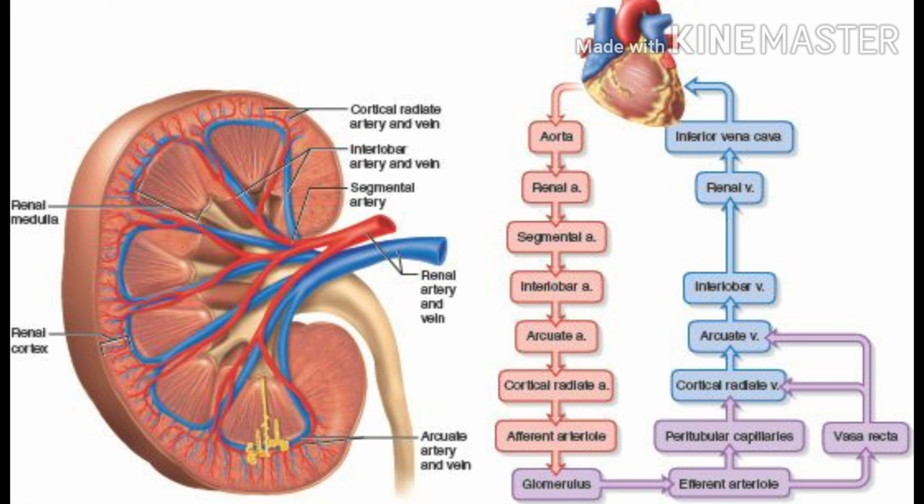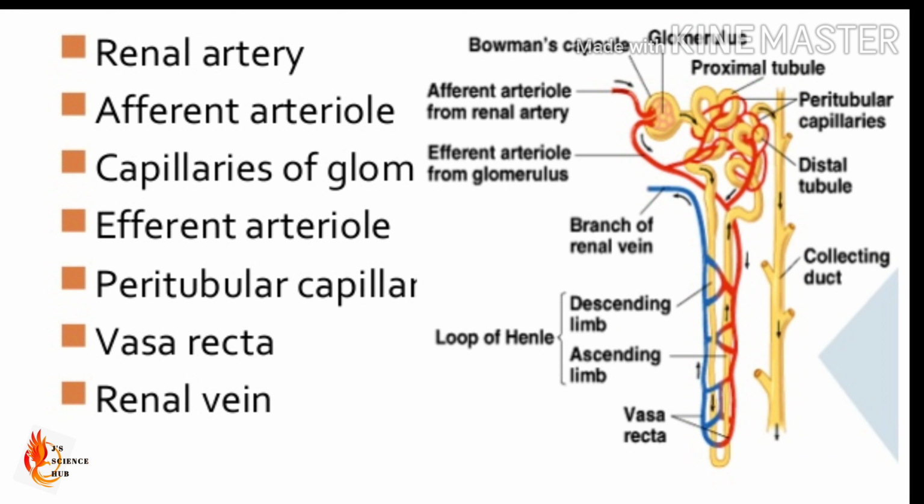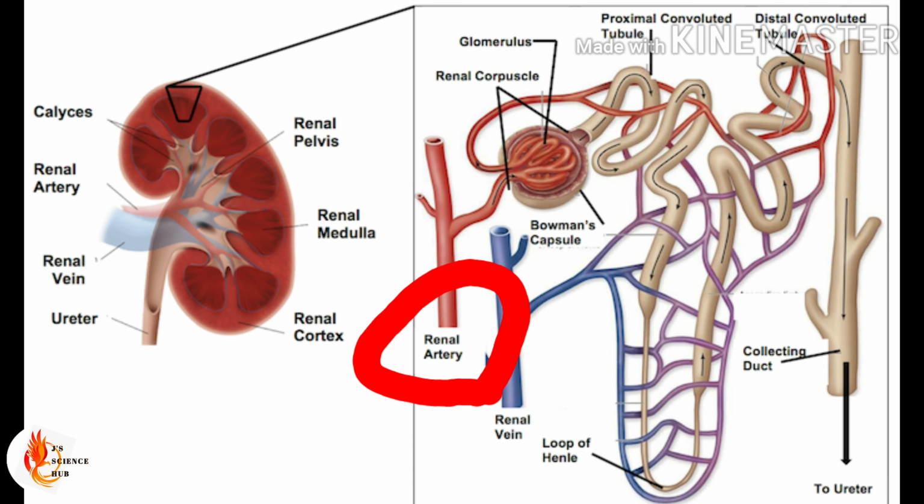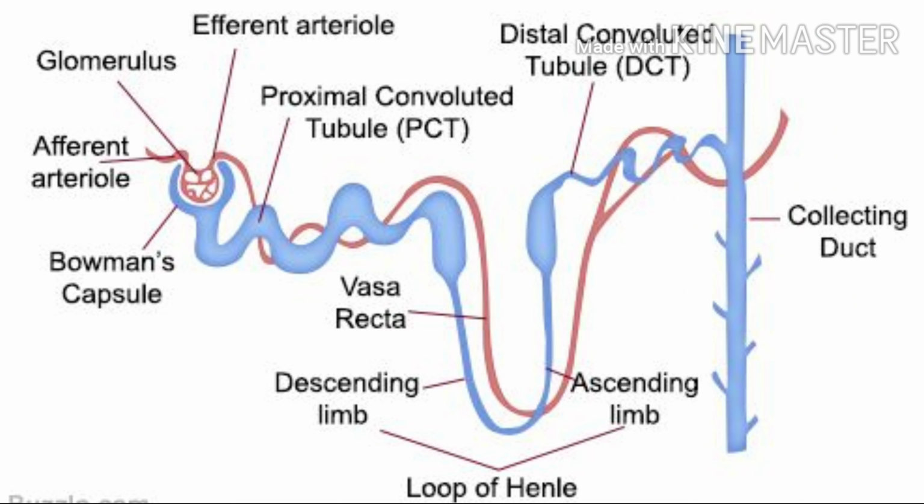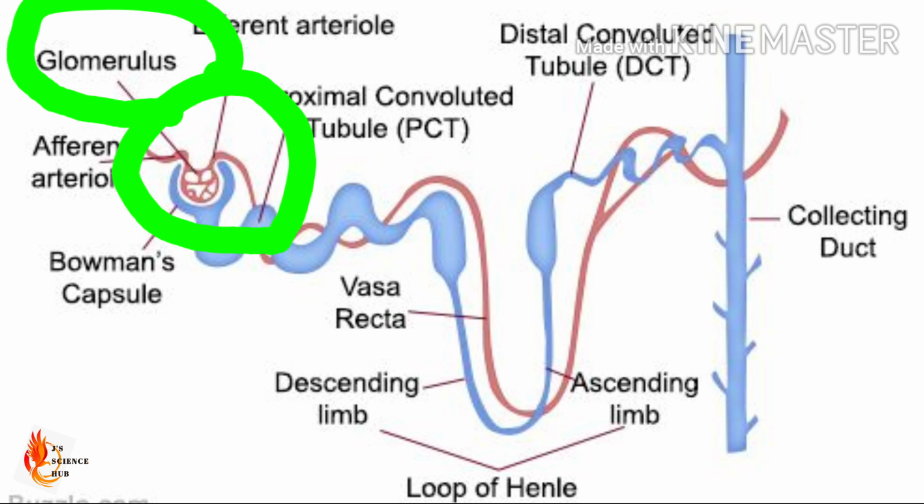Okay, so look at this picture. Usually the arteries bring oxygenated blood to every part of the body. Here the artery, which is known as the renal artery, brings the blood to the kidney. These renal arteries are further divided into afferent arterioles. Each afferent arteriole enters into each Bowman capsule, where it further divides and forms a dense network of blood capillaries. It is known as the glomerulus.